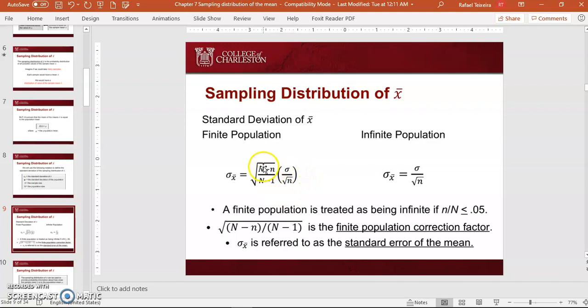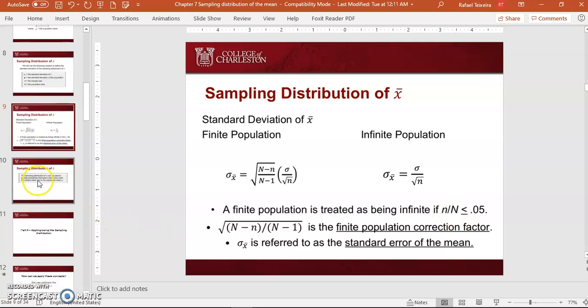And if the population is finite, we add this finite population correction factor. When we use this formula, we use a finite population if the sample size divided by the whole population size, the proportion, is smaller than 0.05. You're going to be given the sample size and the population size. You compute that. If it's smaller than 0.05, you use this formula. If not, you use this formula to compute the standard deviation.